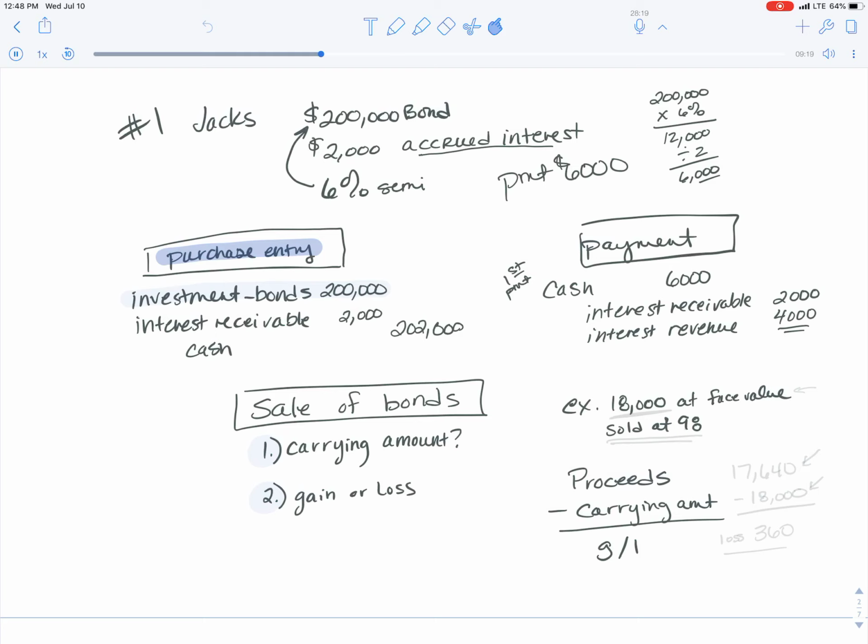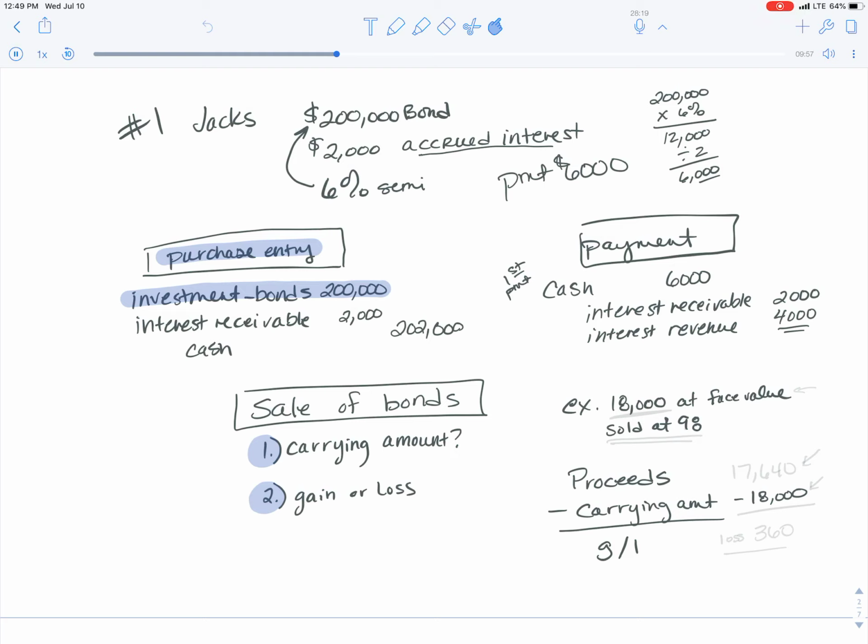So what happens if we sell the bond? Well, this has two steps. We first want to figure out, when we sell a bond, what's the carrying amount, and then what's the gain or loss. To figure out the carrying amount, we look to the amount that is in the investment account. That's the amount in our investment account right now. And we don't have a discount or premium situation here, so we don't have to worry about any amortization. This was sold at face value. So $18,000 is our carrying amount.